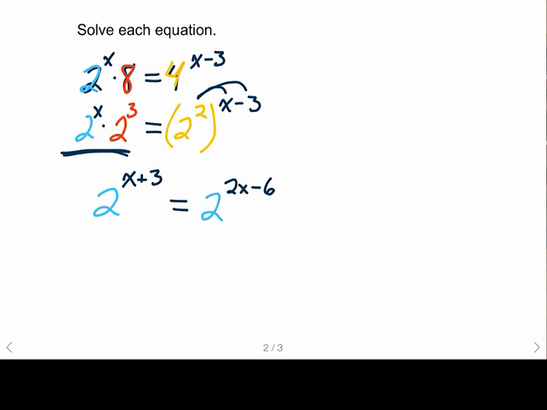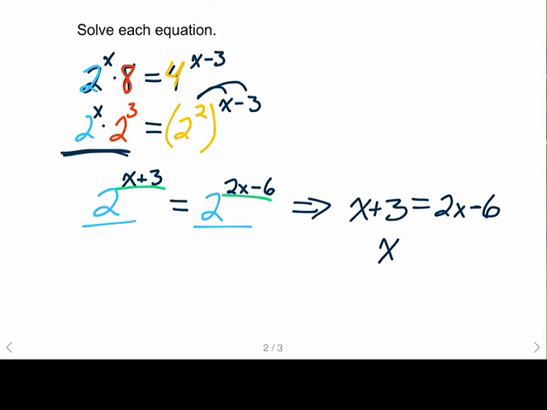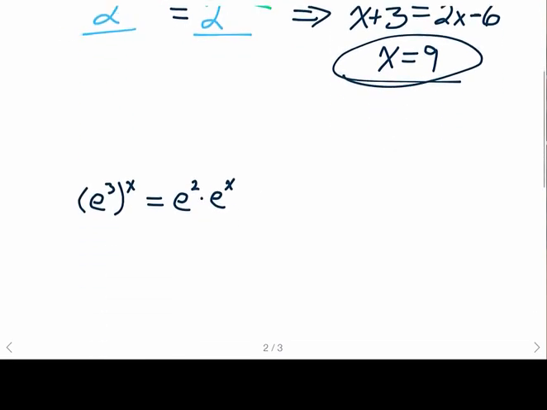Now, since my bases match and the results are equal, it must be that the exponents are equal. And so we end up with the equation x plus 3 is equal to 2x minus 6. This is just a linear equation which can be solved by subtraction and addition. I end up with x is equal to 9. I encourage you to double check and make sure that it works. I'm going to move on.